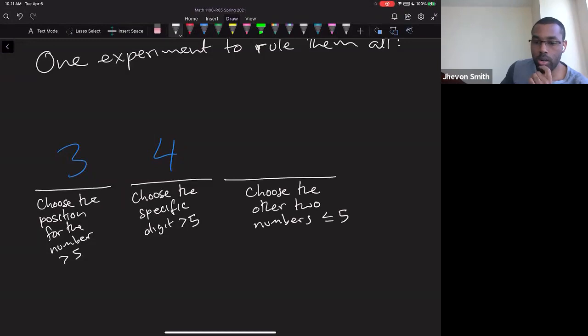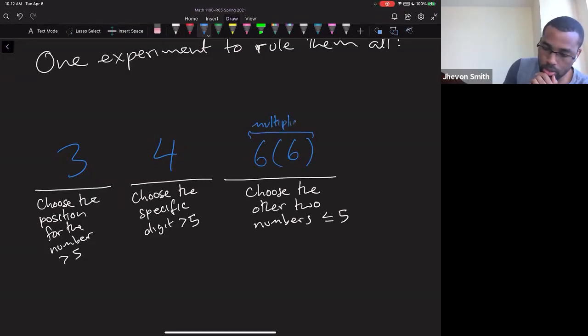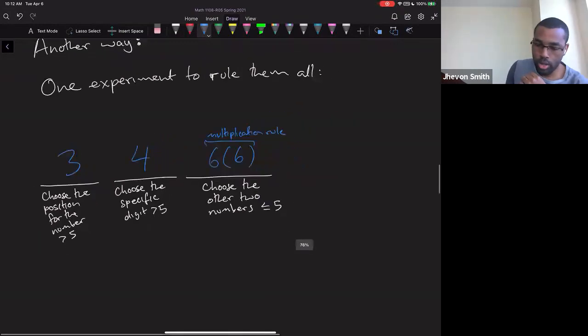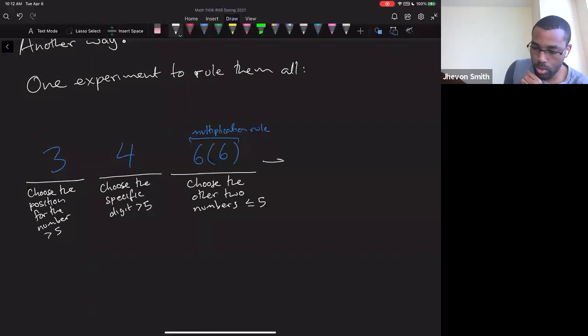Now that I know is multiplication rule. I want to choose 1 number and then a second number. This follows by multiplication rule. So you'd realize that this ends up giving you, well, 3 times 4 times 6 times 6. And it's also 432.